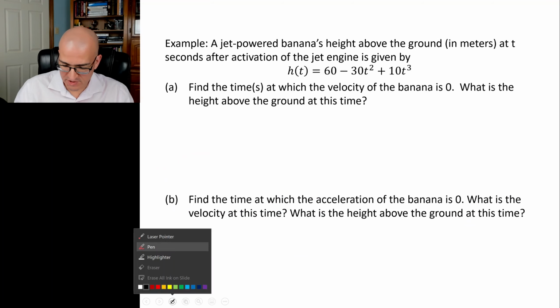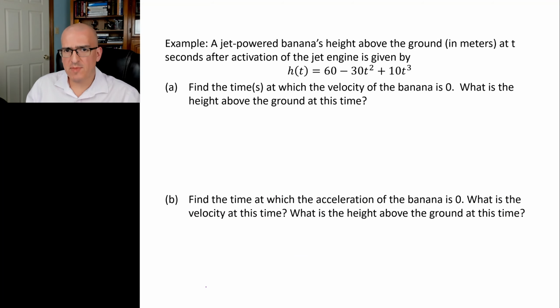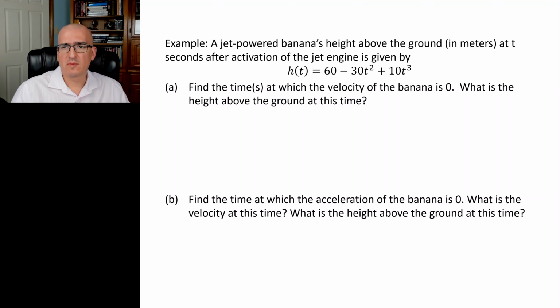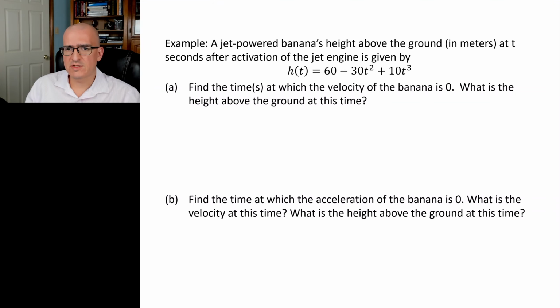All right, much better. A jet-powered banana. Perhaps the banana used in the modeling of demand for knobs. A jet-powered banana's height above the ground in meters at t seconds after activation of the jet engine is given by that expression. Find the times at which the velocity of the banana is 0.